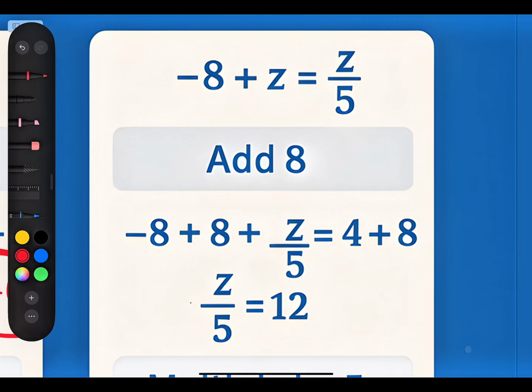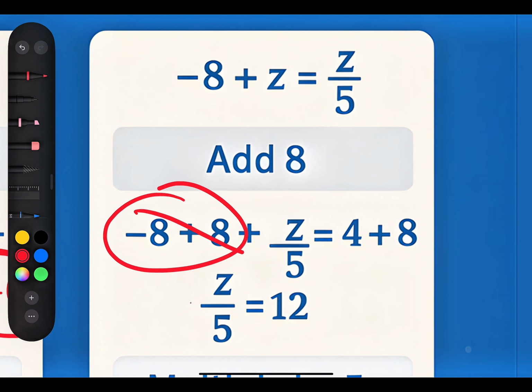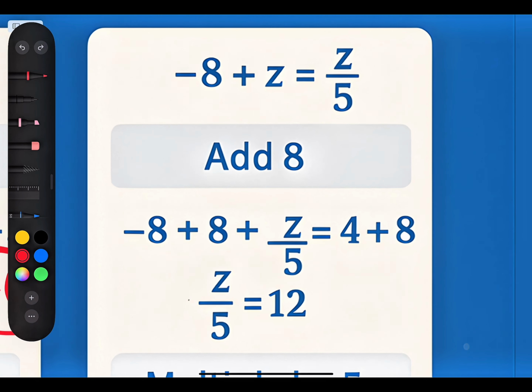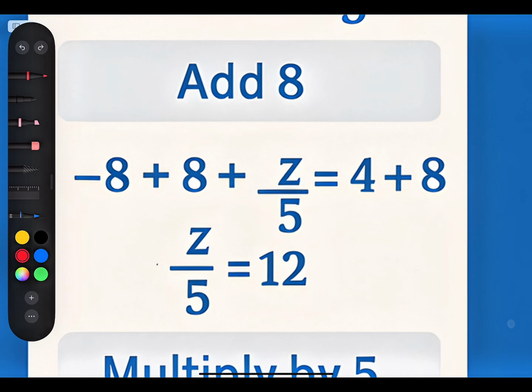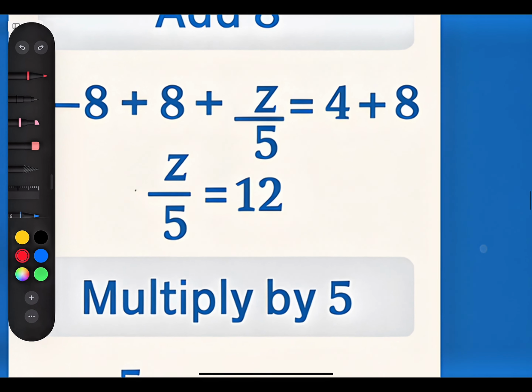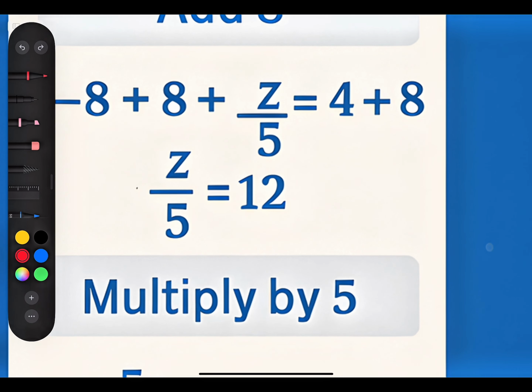So now we have another example here, which is negative 8 plus z equals z divided by 5. So the first thing we do is add 8. So these would cancel out. And then we also add 8 on the right side. So our equation will now be z divided by 5 equals 12, because these two added.